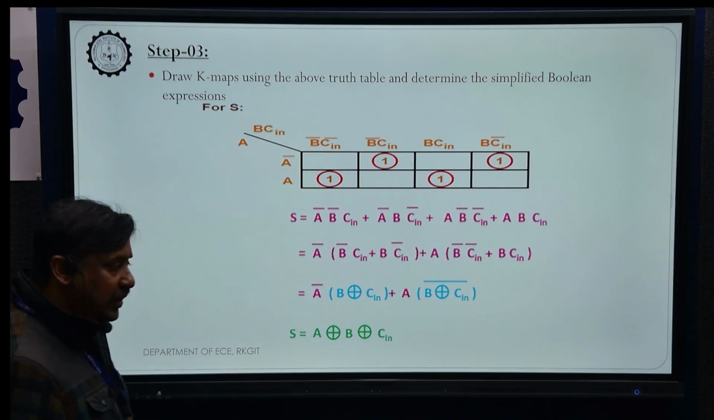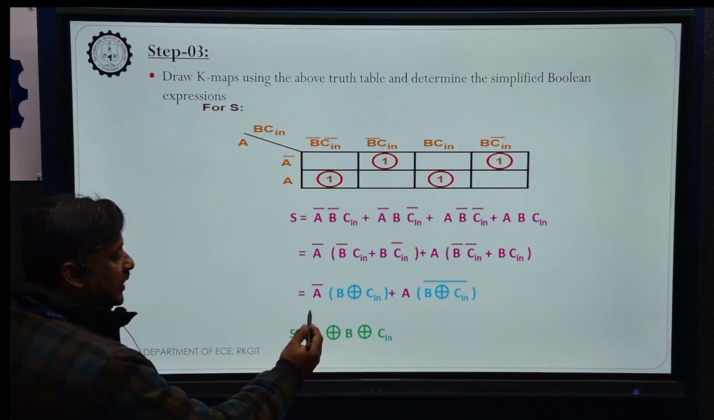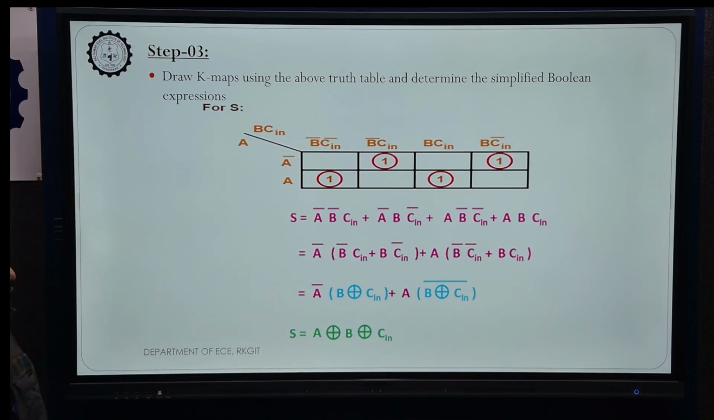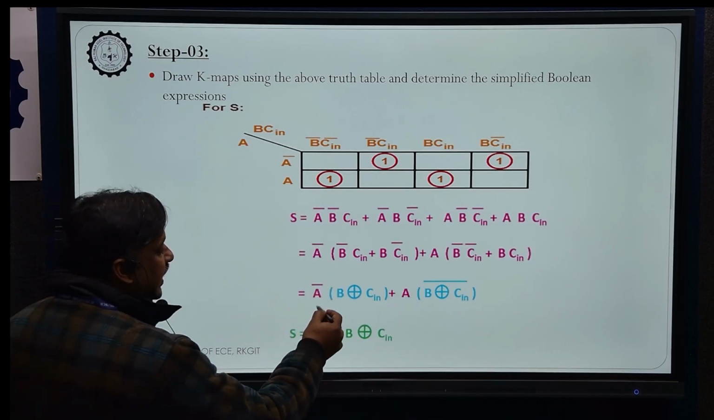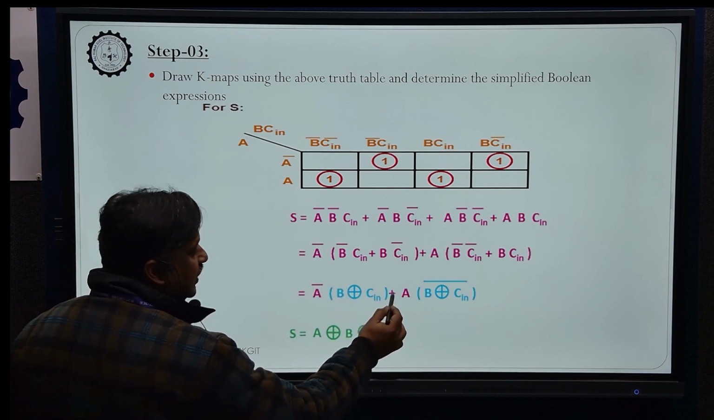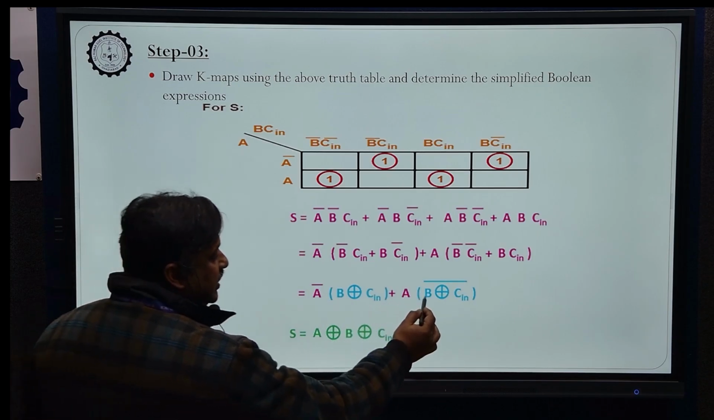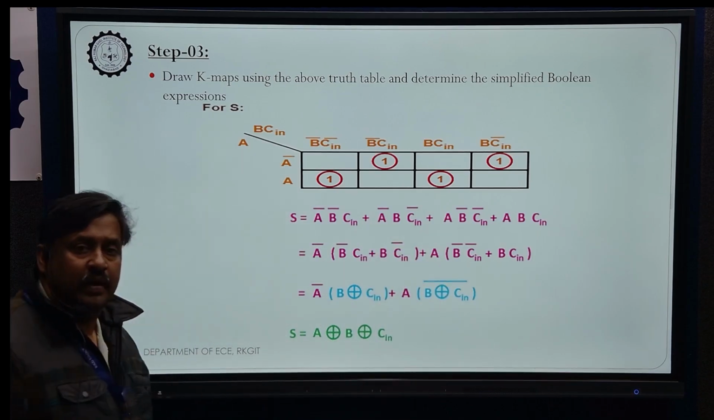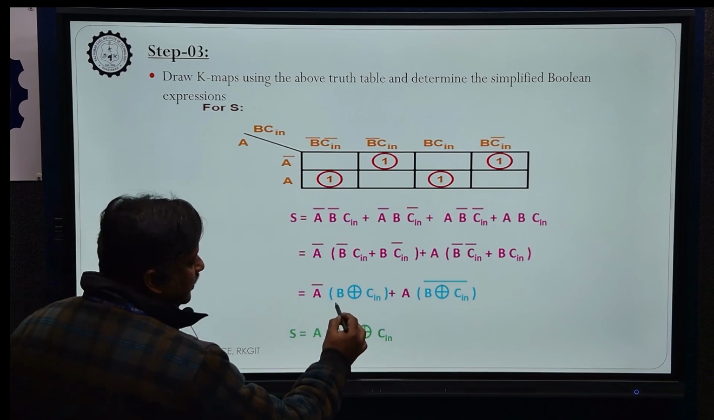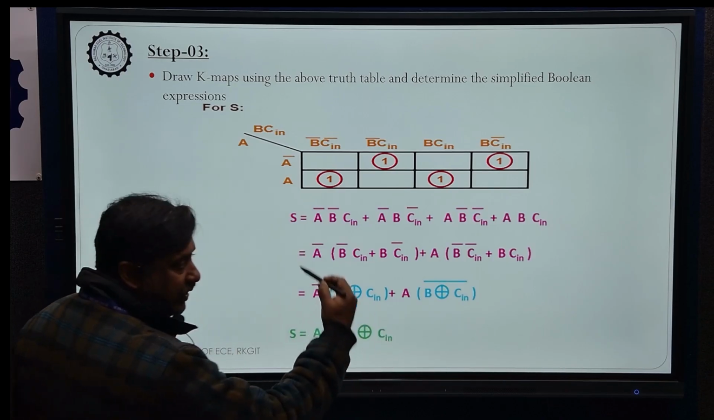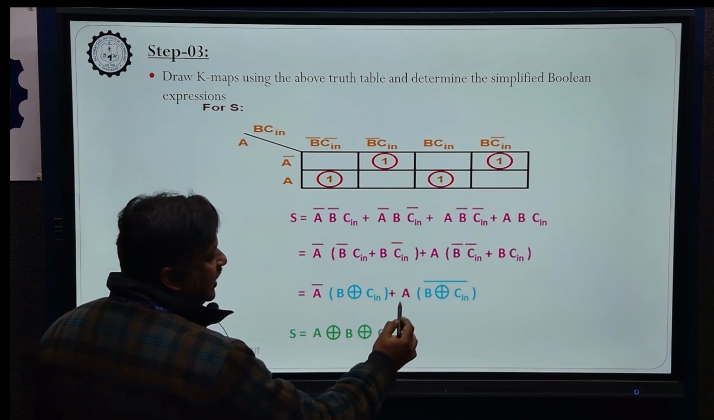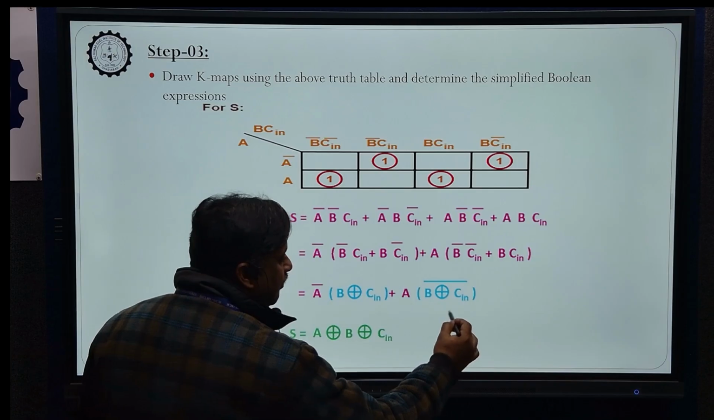Now if you look carefully at this equation, you can see the entire term is equivalent to the XOR gate equation. You can see A bar and the second term is B XOR C in, plus A, and the second term is B XOR C in, whole bar. So this is equivalent to our XOR gate equation. You can see A bar, this B XOR C in is our term B, and you can see this is A bar B plus A, this is B bar.